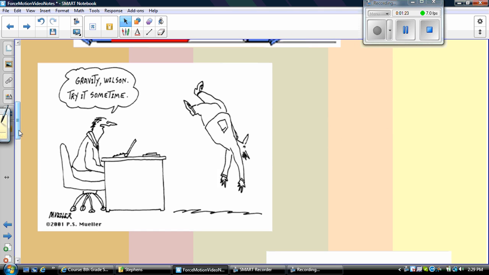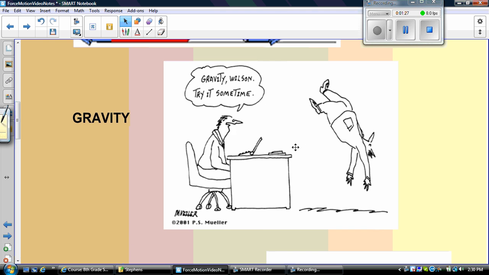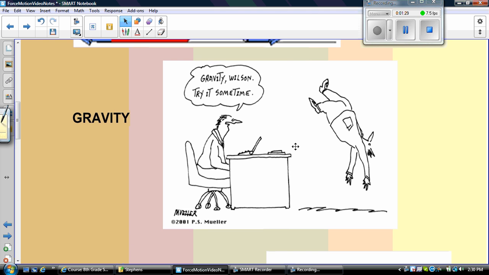The next type of force is gravity. Gravity is a force that acts on any type of matter, anything that has mass. And remember, gravity increases with greater mass, but it decreases the farther away you are. So distance will decrease gravity.